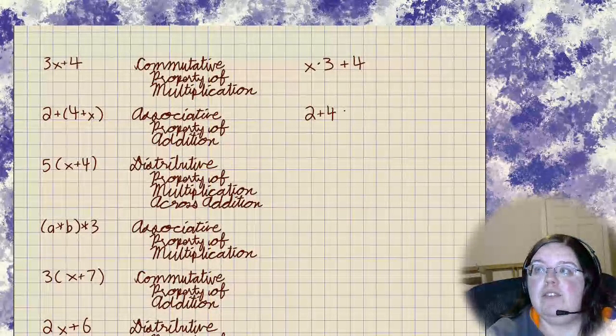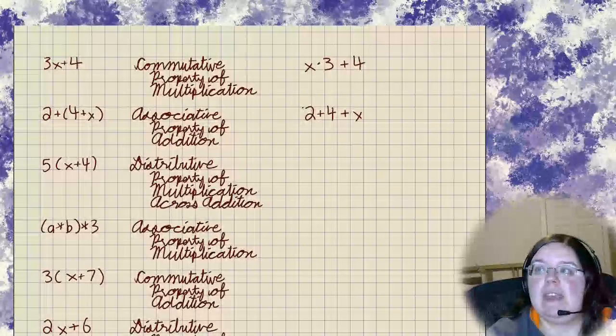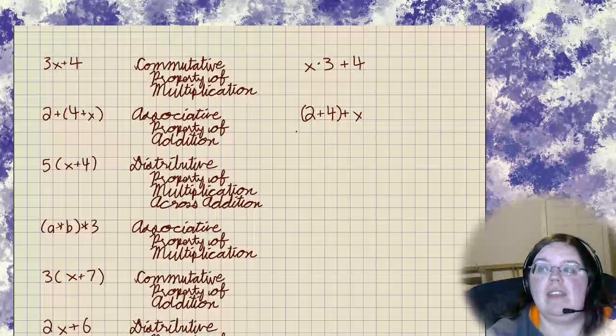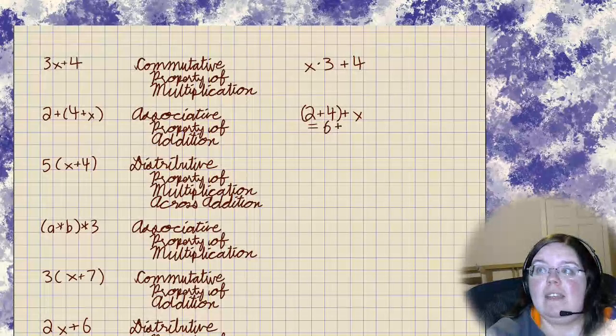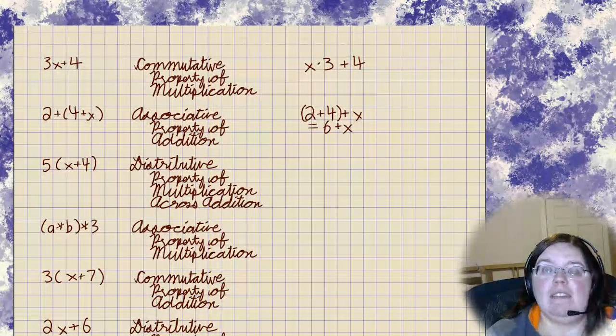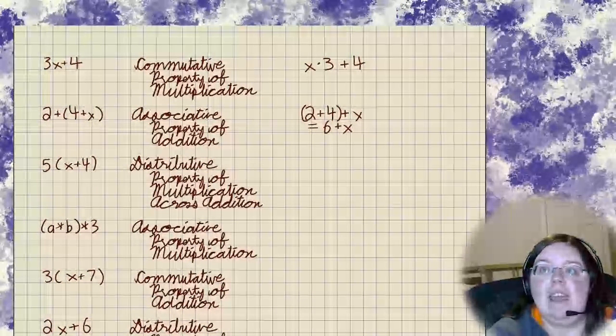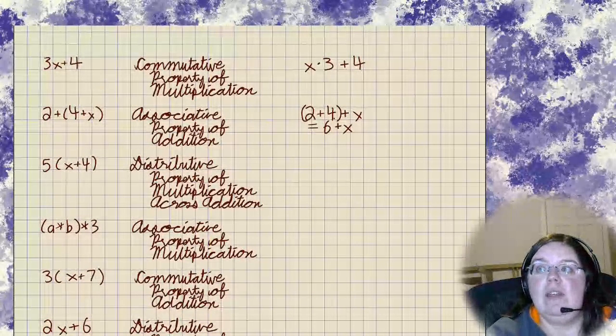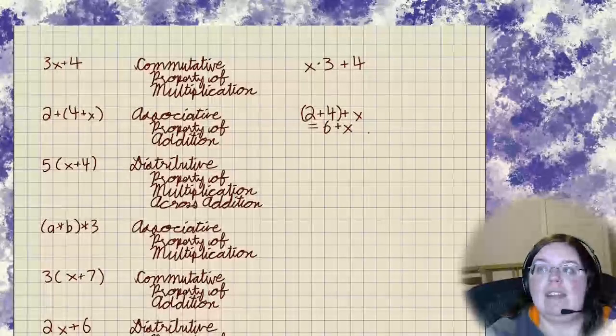So I'll still have 2 and 4 and x being added together, but I'll make the 2 plus 4 a group first. Now, I notice that 2 plus 4 can be combined, so I can simply write this as 6 plus x. So if you already had 4 plus x as a formula for something else, and you were adding that to 2, you could simplify that to 6 plus x.